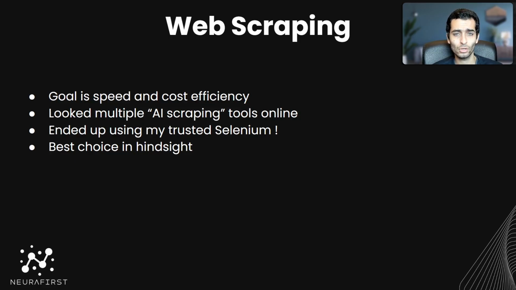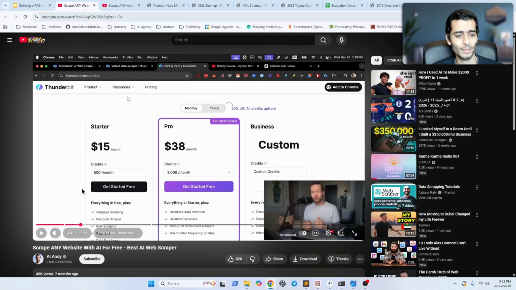First, for the web scraping, my goal was to use tools that are super fast to use, super cheap, or very cost efficient. And basically, I looked at multiple AI scraping tools online. I went on YouTube and looked for an AI web scraping tool and I found this first video. This tool, Thunderbit, seemed nice at first, but then they said that it is only free for the first 6 pages, and then it becomes a subscription of either $15 per month or $38 per month. So this tool was quickly discarded and couldn't be used for the project.